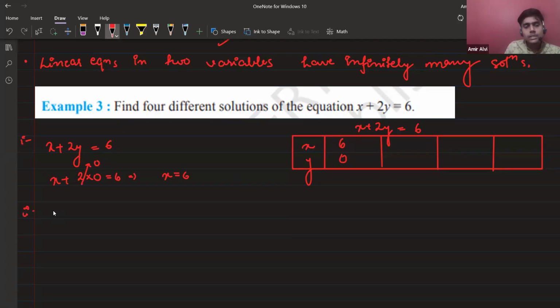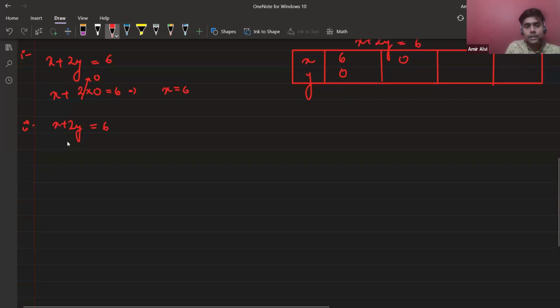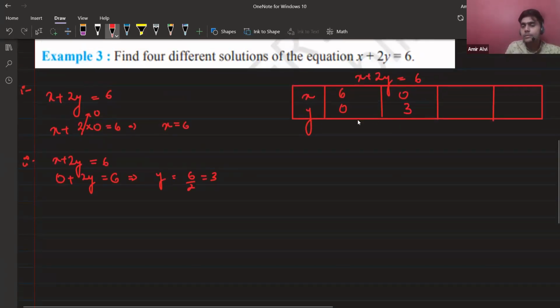Second solution, x plus 2y equals 6. I'm writing 0 as x is 0. In that case, 0 plus 2y equals 6. Yes or no? Yes. So y will be equal to 6 by 2, which is 3. I've got the answer. Second pair.